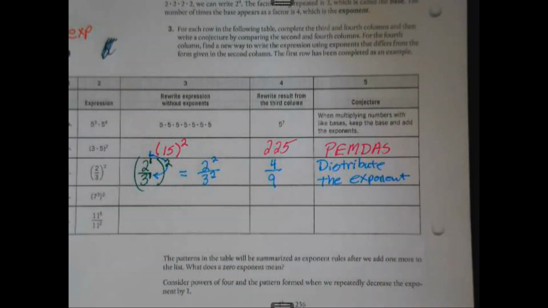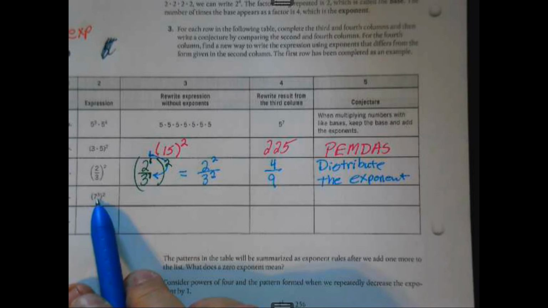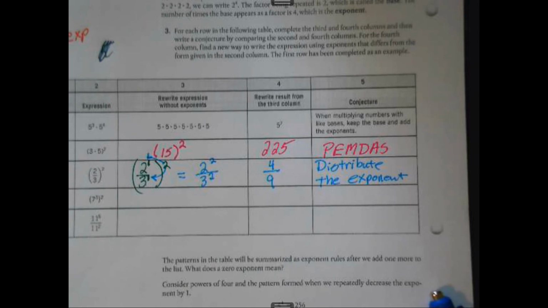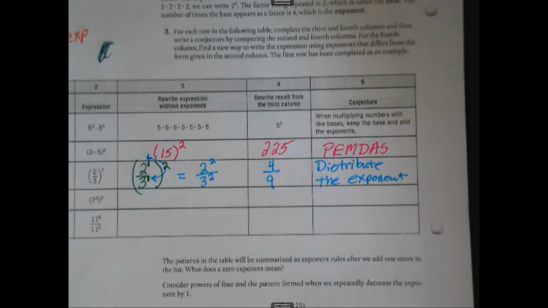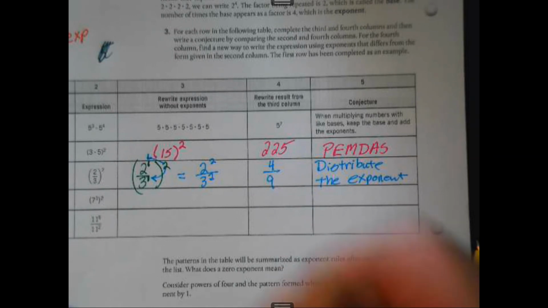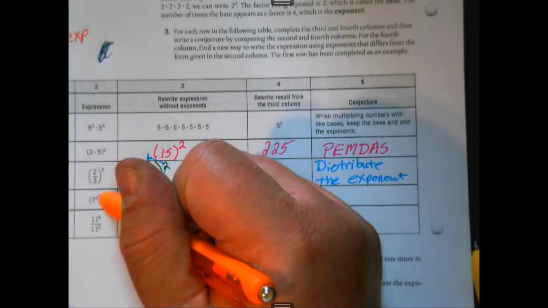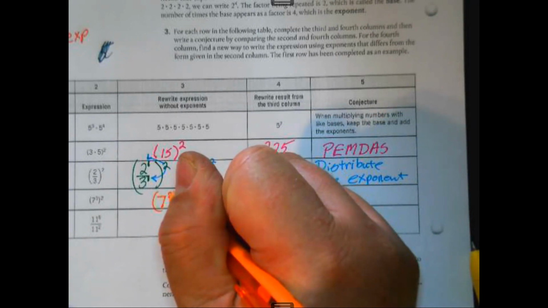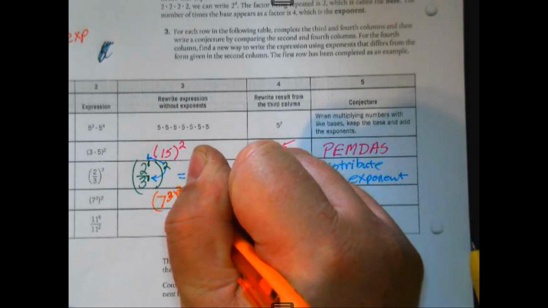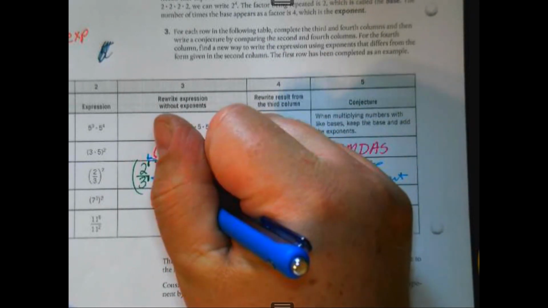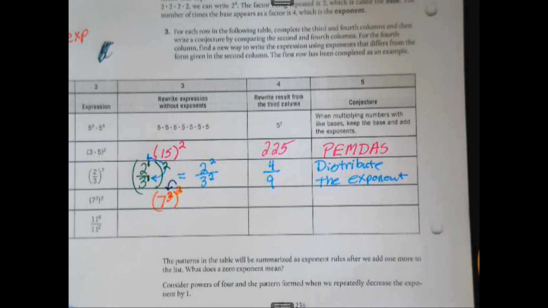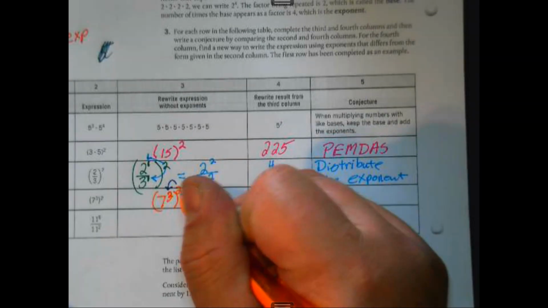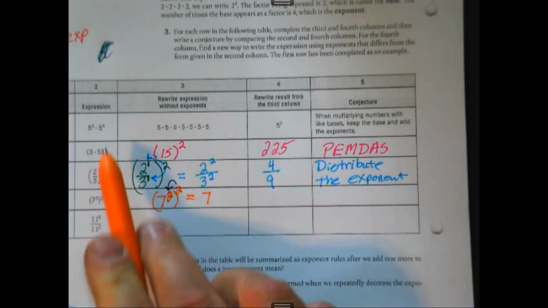Okay, D says I have a power, 7 to the third, raised to another power. Again, the rule of thumb here is, whenever you see parentheses with an exponent outside the parentheses, distribute it. Oh, it's 7 to the third, squared. So we want to distribute it. So I get 7 to the 6th. Notice we're multiplying because of the parentheses, we're not adding.